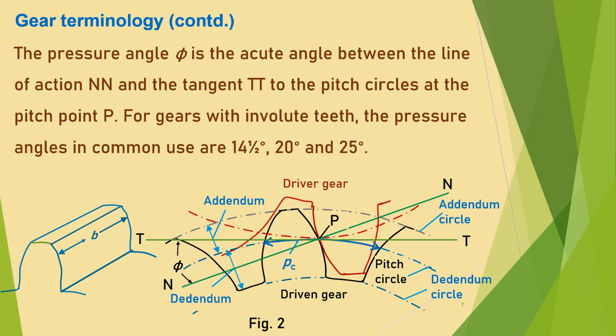Again refer to figure 2. The pressure angle phi is the acute angle between the line of action NN and the common tangent TT to the pitch circles at the pitch point P, as has already been defined. For gears with involute teeth, the pressure angles in common use are 14.5 degrees, 20 degrees and 25 degrees.